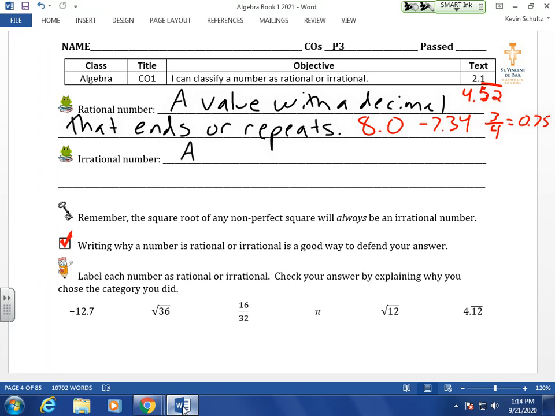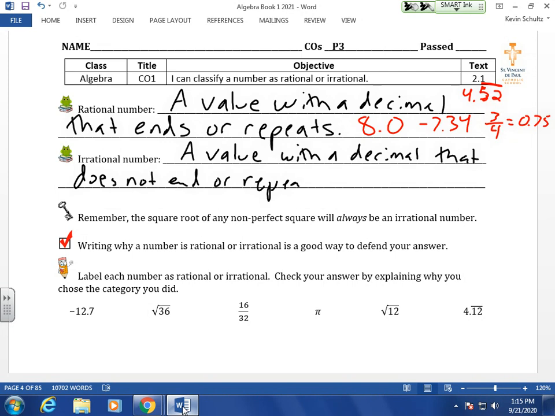Okay? An irrational number is a value with a decimal that does not end or repeat. A value with a decimal that does not end or repeat.